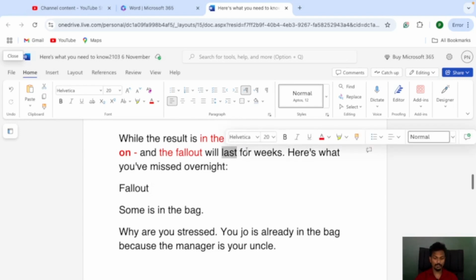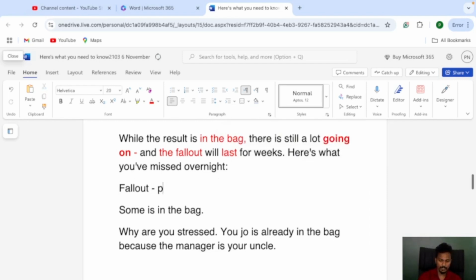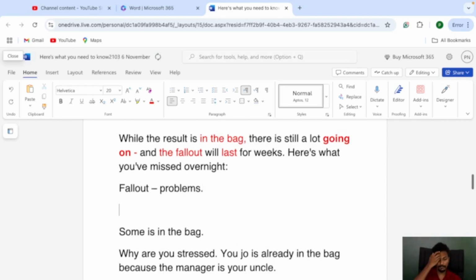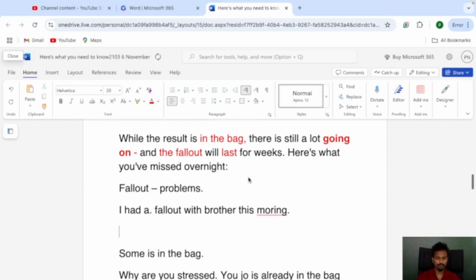So take a look at this one. මොනහරි ක්‍රියාවක හරි සිද්ධියක හරි අප්‍රසන්න දේවල් වලට අපි කියන්නේ fallout කියලා. So basically fallout කියලා කියන්නේ problems වලට, ප්‍රශ්න වලට නැත්නම් consequences වලට. Okay, before I go to last, I want to teach you something. In casual speaking, you might hear people say, I had a fallout with my brother this morning.